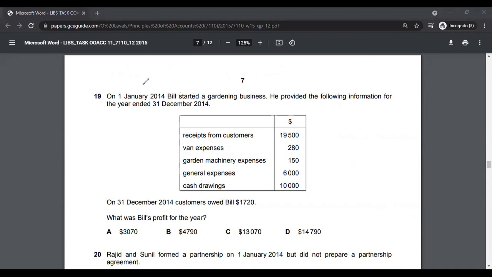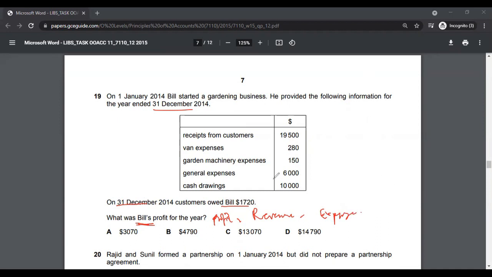Multiple choice 19. On 1st January 2014, Bill started a gardening business. He provided the following information for the year ended 31st December 2014. On 31st December 2014, customers owed Bill 1,720. What was Bill's profit for the year? So you have to calculate the profit. Profit is basically revenue minus the expenses, right? It's a fairly easy question.